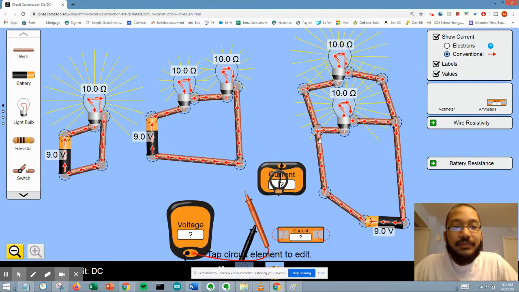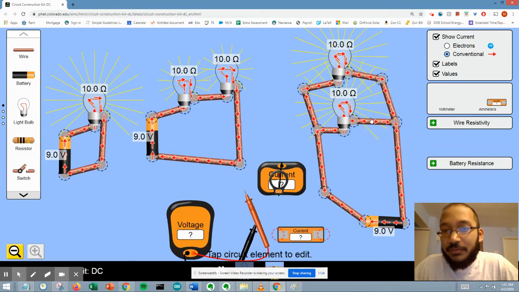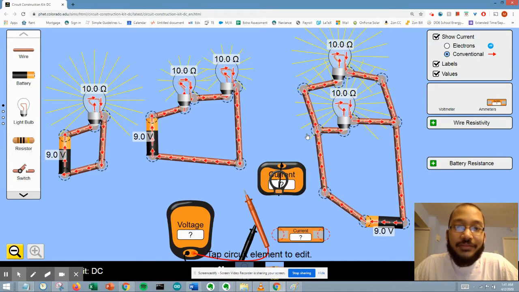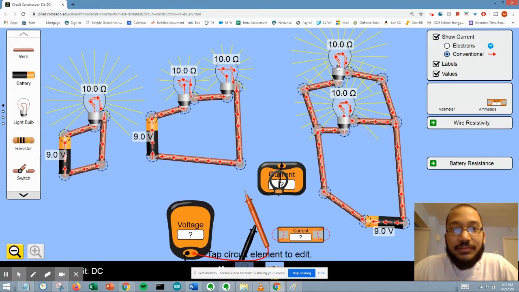If I have, again, 10 electrons coming in, 5 going this way, then I know that there's 5 going that way. So that's Kirchhoff's junction rule.